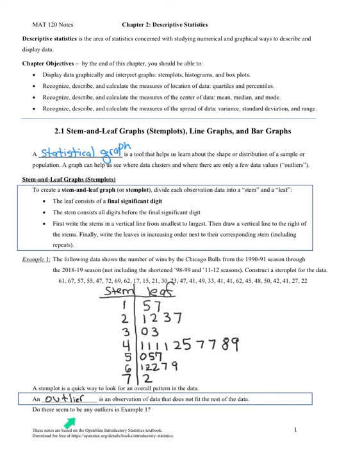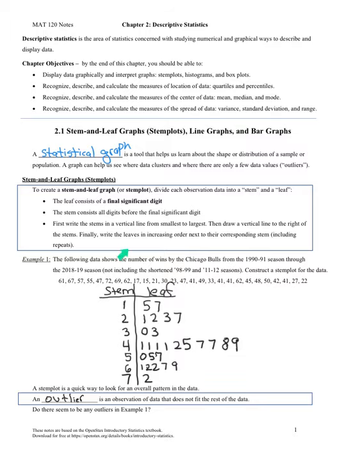And at the bottom of our note sheet it says, do there seem to be any outliers in example 1? Perhaps 15 and 72 are definitely the low and the high, but they're not really an outlier because notice the 17 is still pretty close to the 15. The 69 is close to the 72. And we'll discuss outliers in more detail shortly.